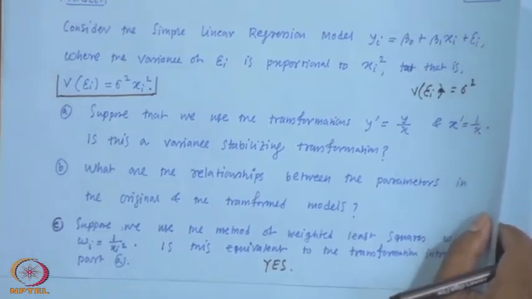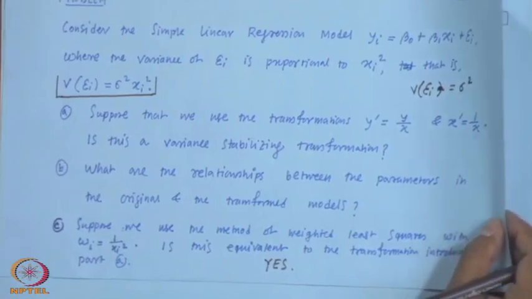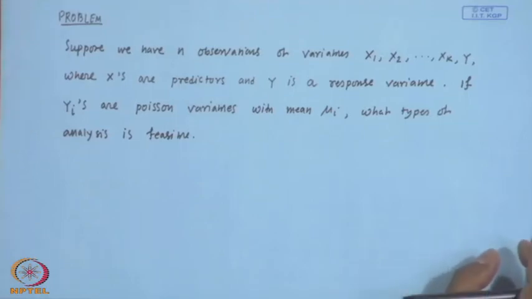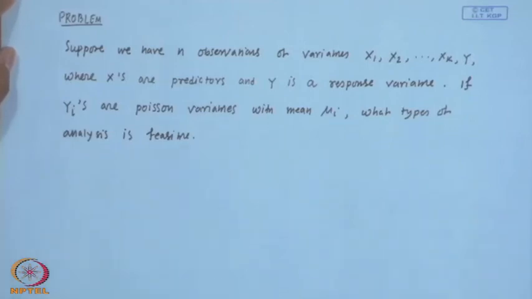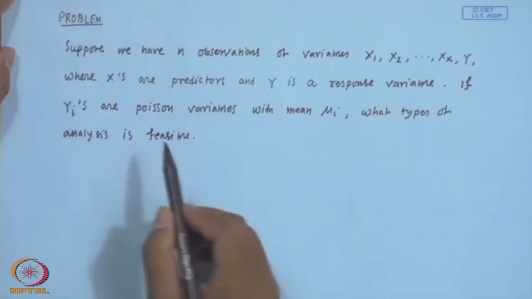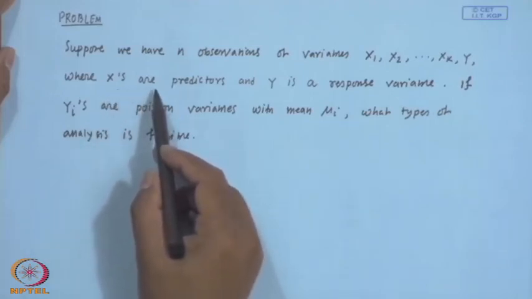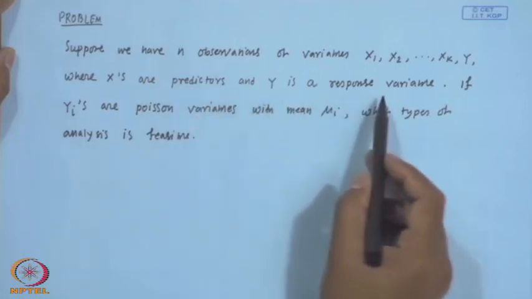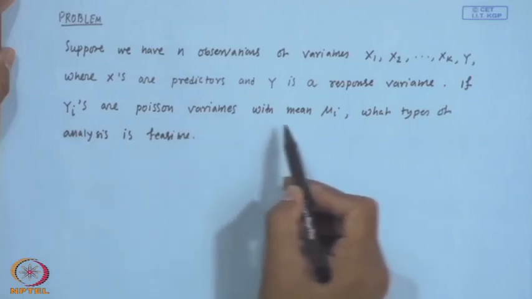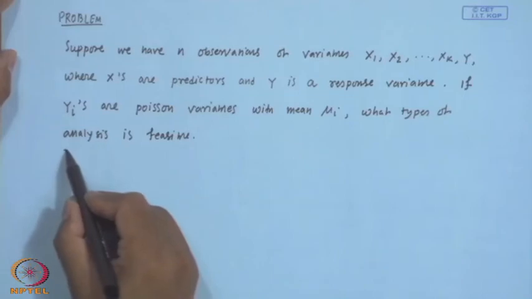Okay, so this is one problem we considered from the variance stabilizing transformations, and next I'll be considering one more problem. This problem is from the generalized linear model technique. This problem says that suppose we have n observations of variables x1, x2, ..., xk, y, where the x's are regressor variables and y is a response variable. Now, the question is: if the yi's are Poisson variables with mean mu, what type of analysis is feasible?